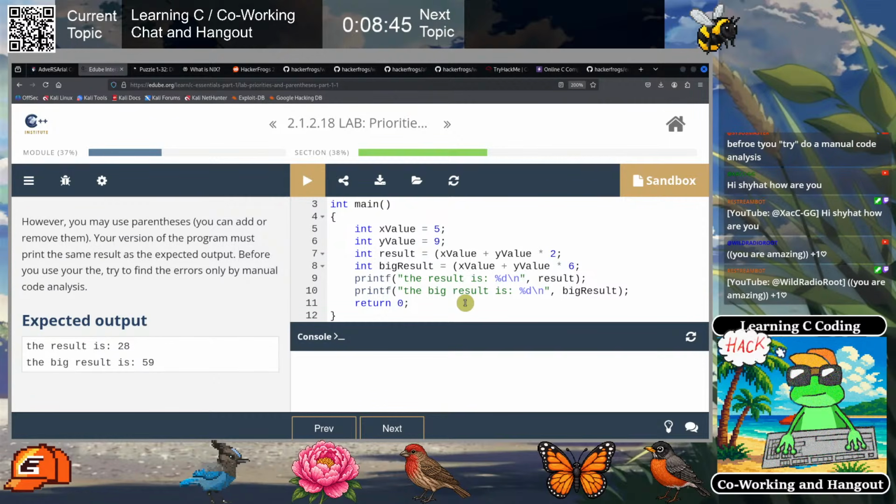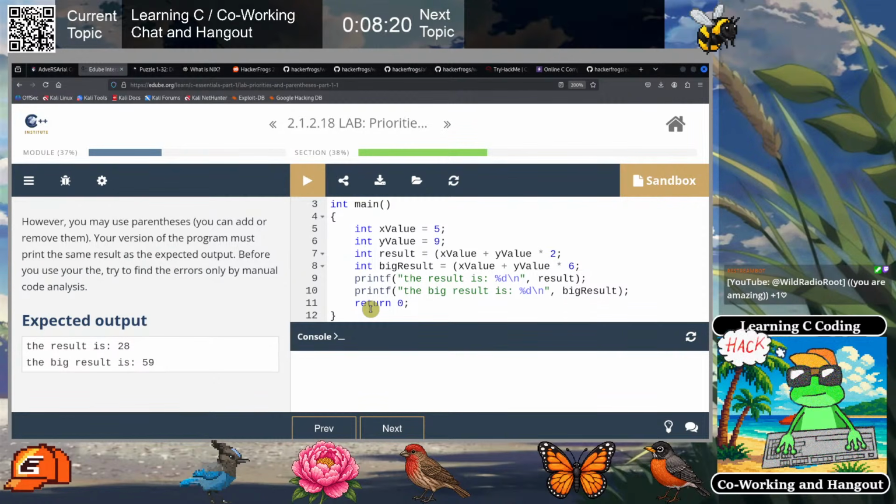XACGG, hello, nice to see you here. Wild Radio Root, hello, nice to see you here. Thank you for coming by the stream. But I'd say that Python is a pretty good place to start. After you learn Python, C becomes easier. But you could also start with C++ and then move on to Python. There aren't a lot of similarities between the two, but if you learn the syntax of one, the syntax of the other becomes a lot easier to pick up.